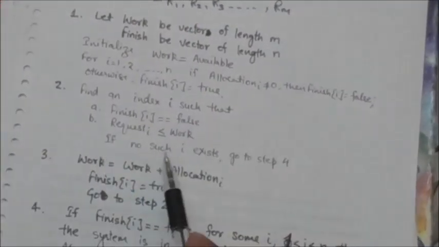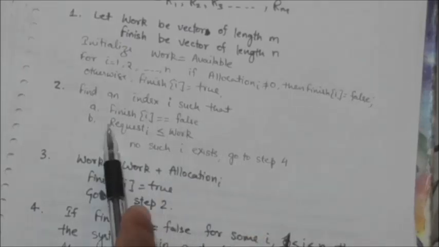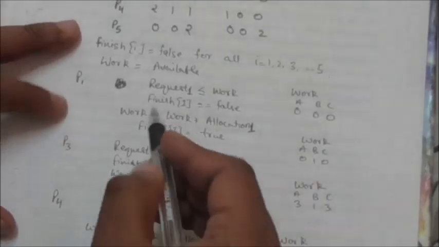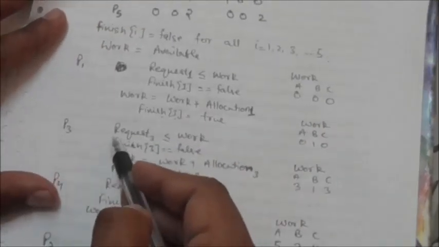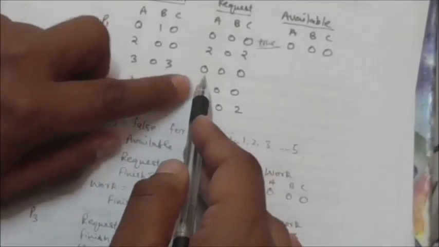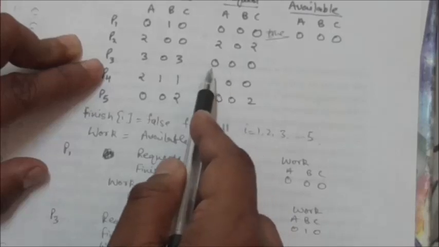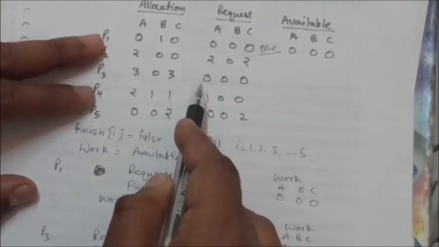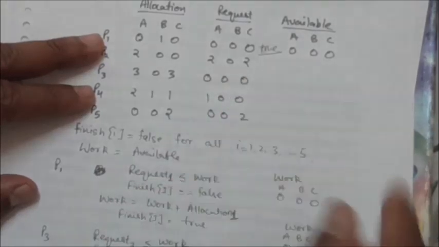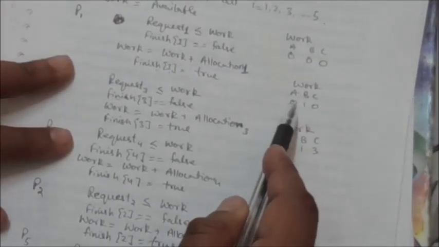After that we again go to step 2, where we have to find an index which satisfies these two conditions. Now we have set the value true at index 1 in the finish vector. We have to find the index which satisfies the two conditions specified in the second step of the algorithm. Here you can consider the third row of the matrix, index 3. At index 3 the value in vector finish is false, and the third row of request matrix is also less than or equal to work vector. The value of work vector is 0, 1, 0.